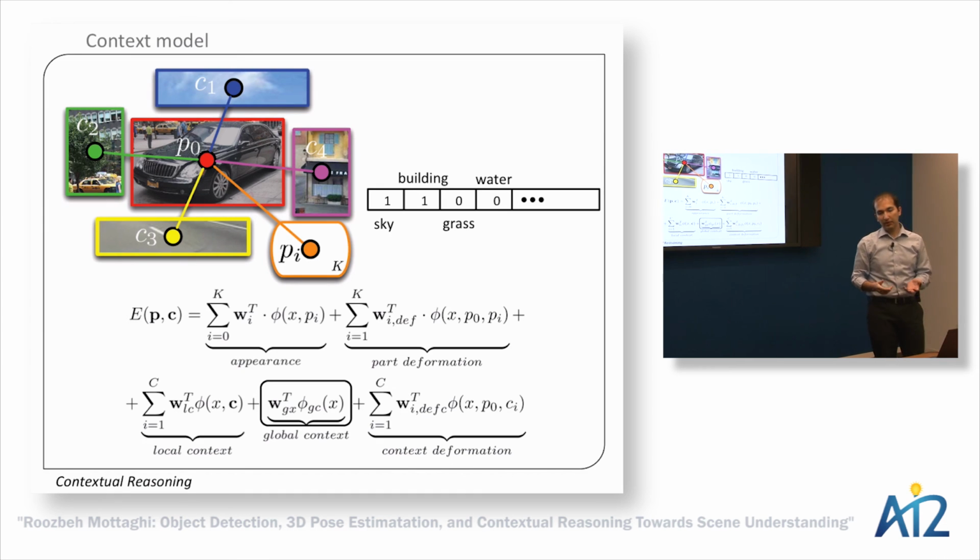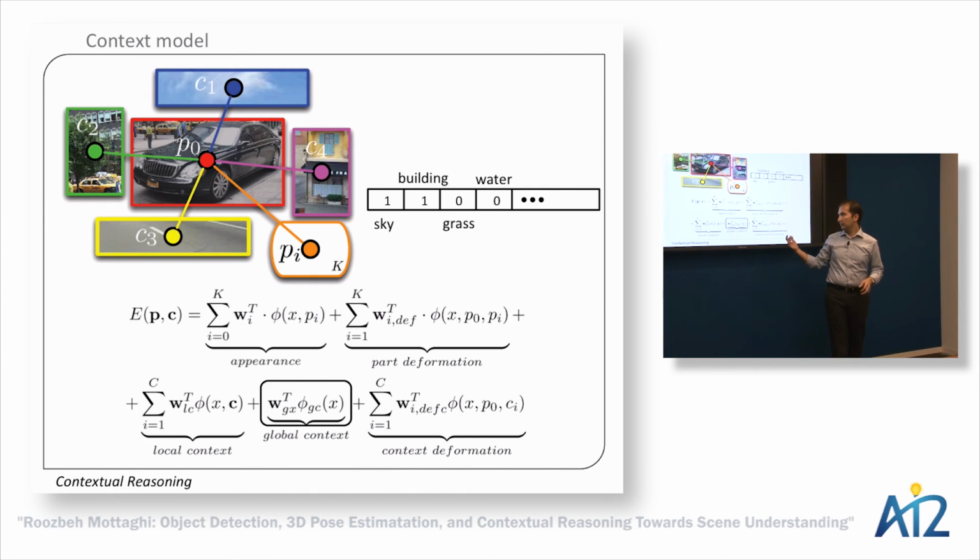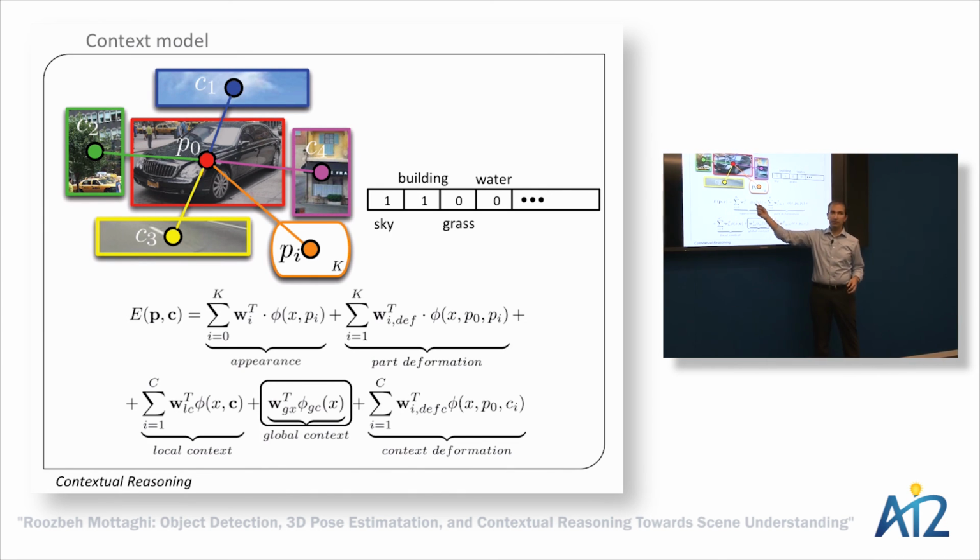So when we do learning, we learn these weights. As an example, humans can appear in any context. So in that case, the weight for all of these terms go down, and the weight for the appearance term goes up. So it says, okay, I will rely more on the appearance of the object, not on the context, because any category can appear around a human.